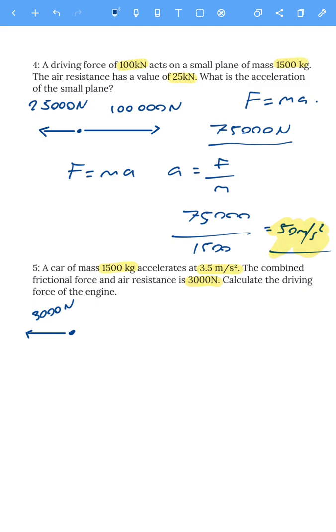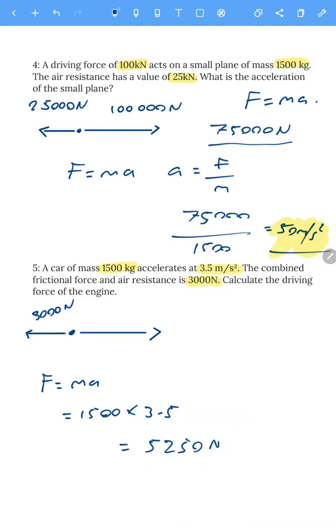Now we need to find the driving force, whatever that may be. So we can calculate the resultant force by simply using F equals ma. So the resultant force is the mass, which is 1,500, times the acceleration, which is 3.5 meters per second squared. So if we calculate that, that gives us a resultant force of 5,250 newtons. And if you said that that was the final answer, that's wrong. That's just the final force after we've done the driving force minus the frictional force of 3,000.